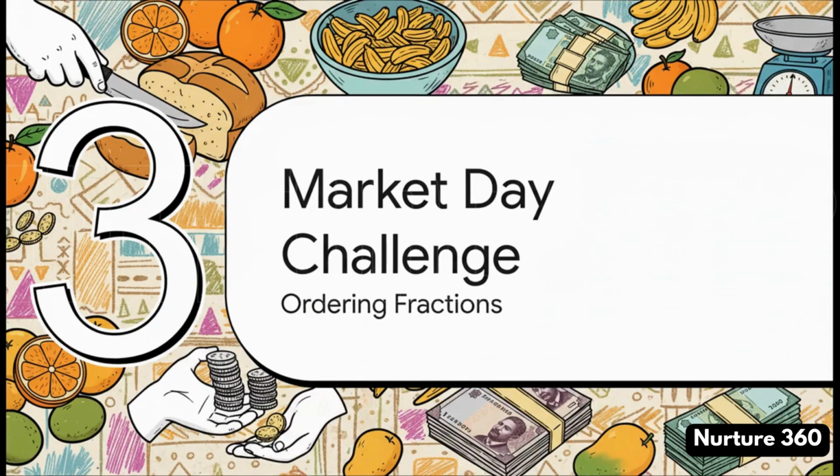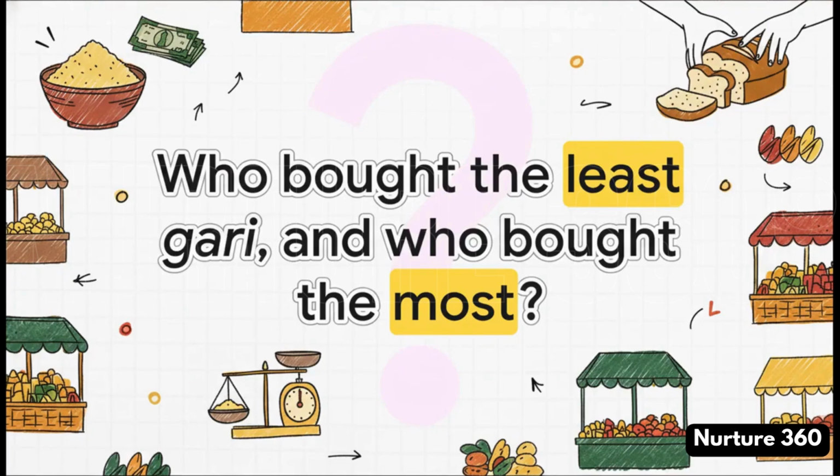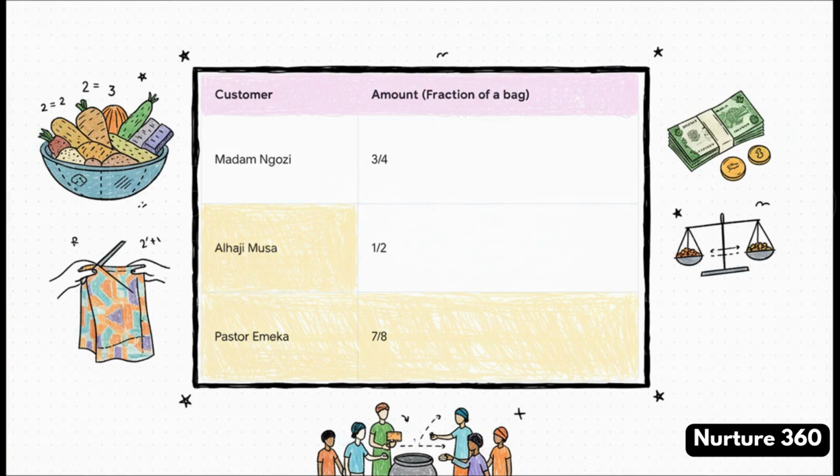Let's take these skills and head out to a bustling Nigerian market. We're going to need a new skill here, ordering fractions to figure out who has the most and who has the least. Okay, on to the next puzzle. We're in the middle of a busy market. Three different people are buying curry. They each buy a different fraction of a bag. Your job? Figure out who bought the least and who walked away with the most. Here are the numbers. Madam Gozi gets 3/4 of a bag. Alhaji Musa gets 1/2, and Pastor Emeka gets 7/8.